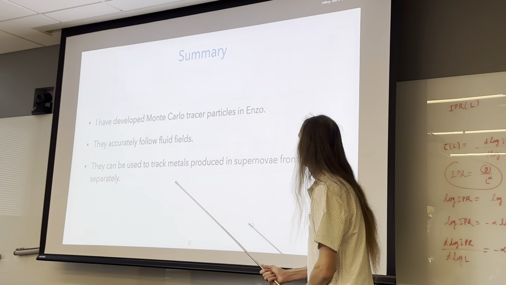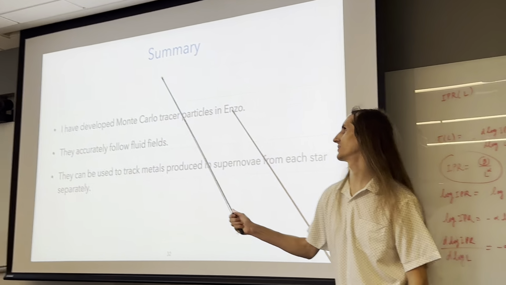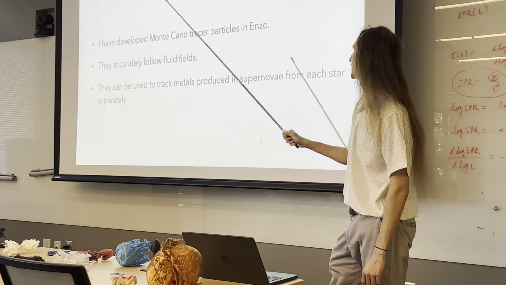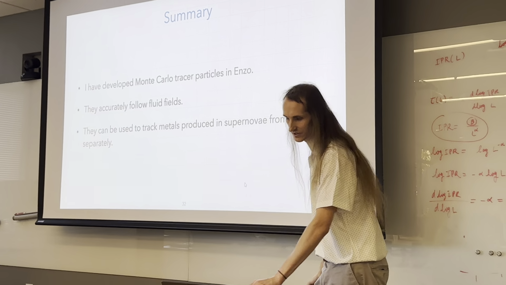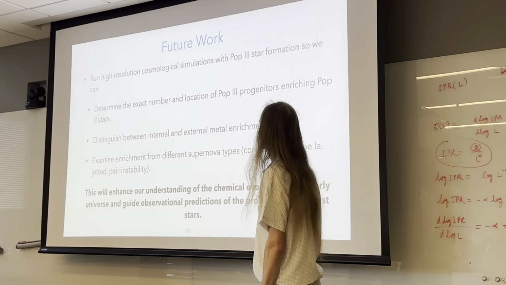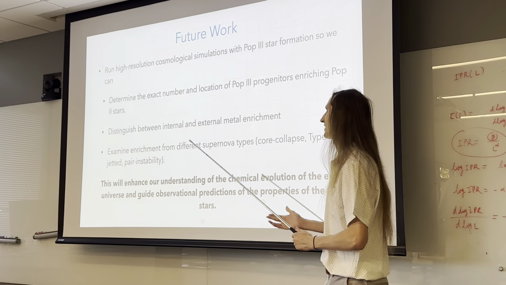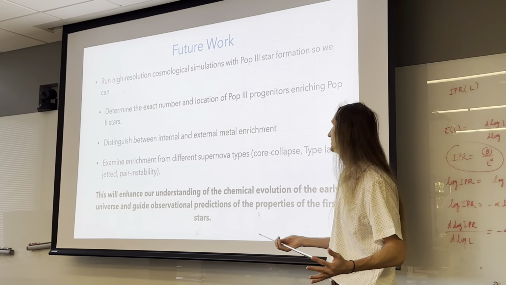So in summary, I developed these Monte Carlo tracer particles in Enzo. They accurately follow the gas, they track the metals, and we can identify exactly where they came from, just as intended. So what needs to be done in the future, now that we've developed these, is they can be used to answer these scientific questions that we are actually interested in.